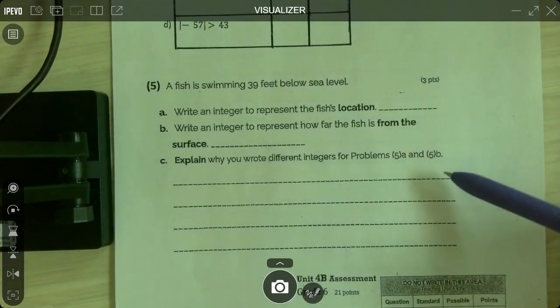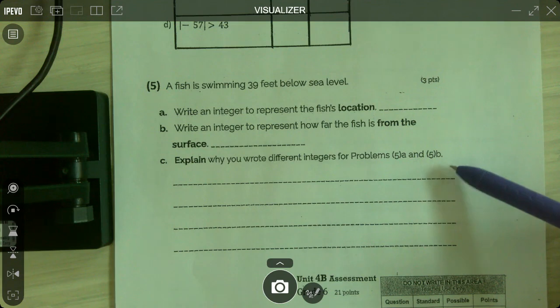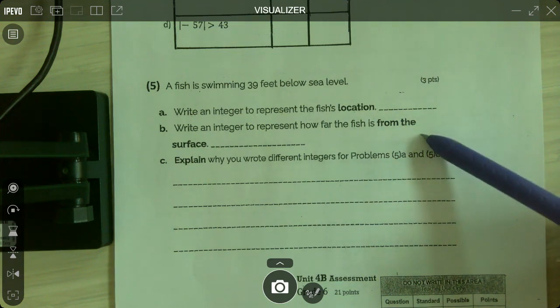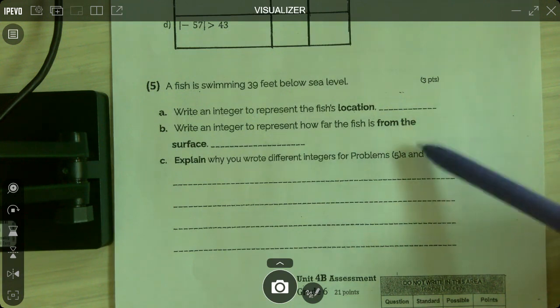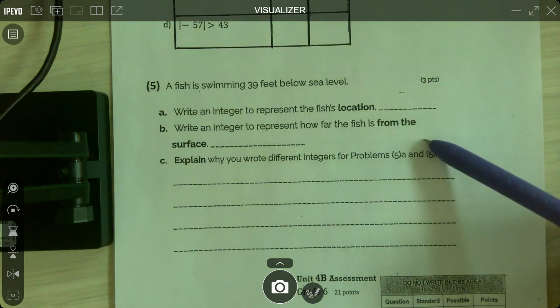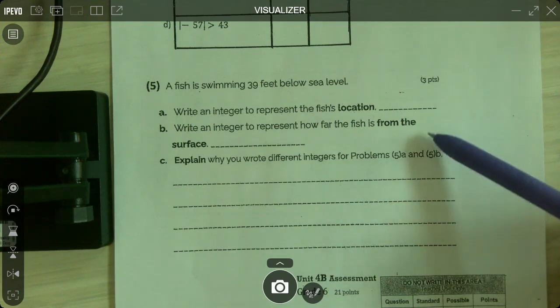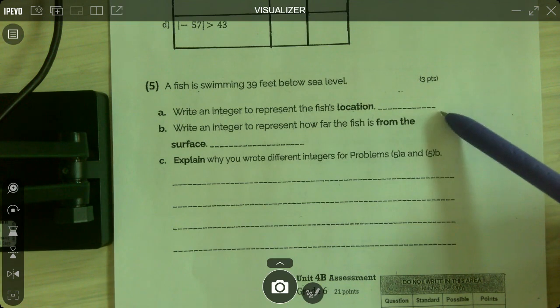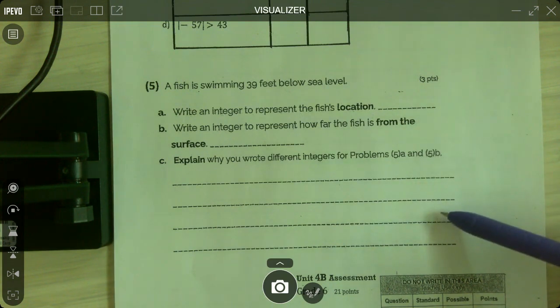And then letter C, explain why you wrote different numbers for problems 5A and 5B. Yes, they should be different. And think about what part B is measuring that part A is not.